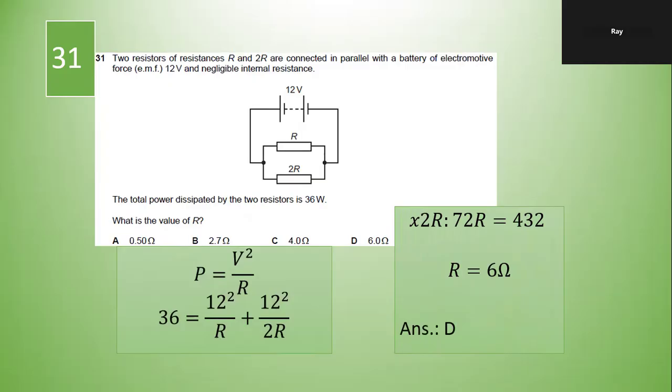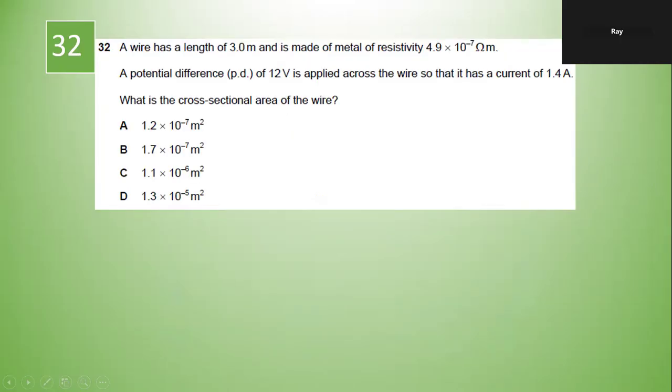Got it. Just use this formula. P is V squared over R. P is 36, that's 36 watt. And go with this R. Either you find the resultant resistance if you want to. If not, go step by step. Apply your V squared over R to this one and to this one. That one for here, this one for here. And then times 2R, and simplify it. Okay.